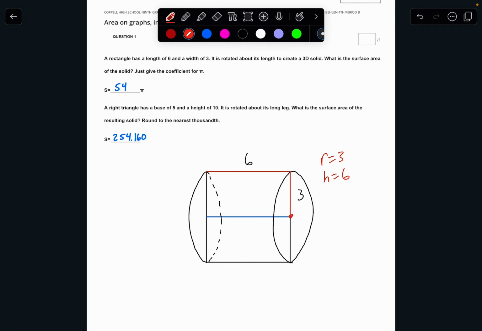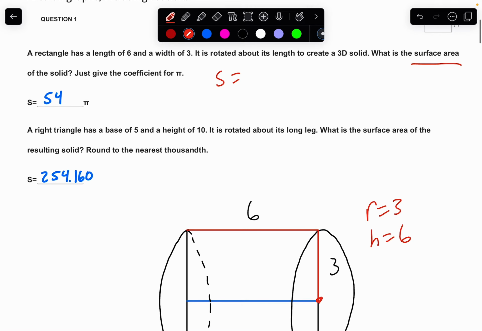So we need to find the surface area. So the surface area is 2 pi RH plus 2 pi R squared. That's just one of our formulas. We talked about that a few classes ago. That'll be 2 pi times 3 times 6, plus 2 pi times 3 squared.